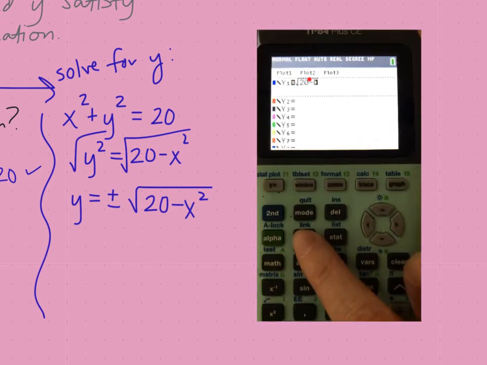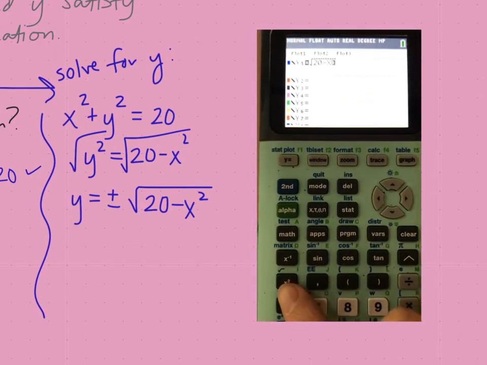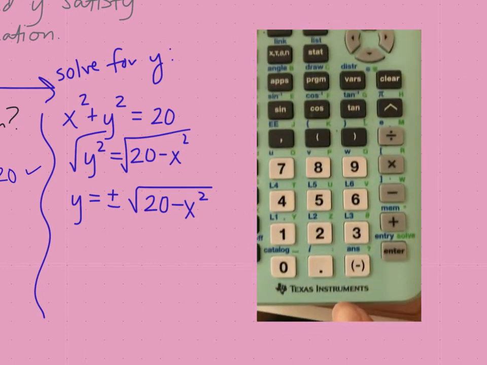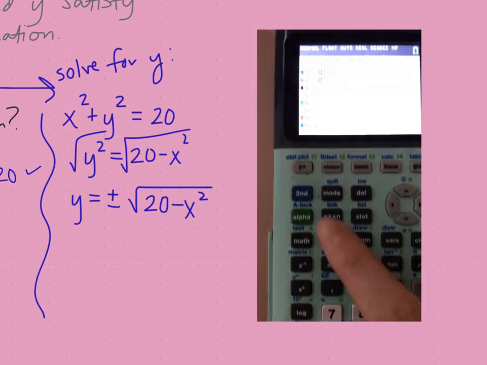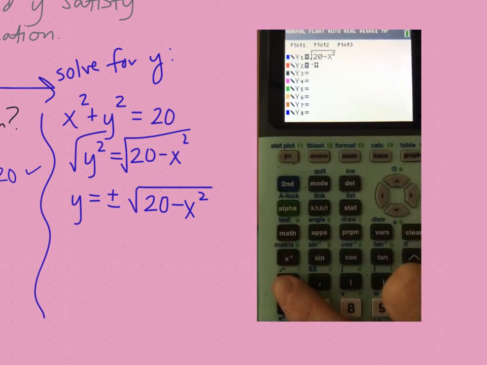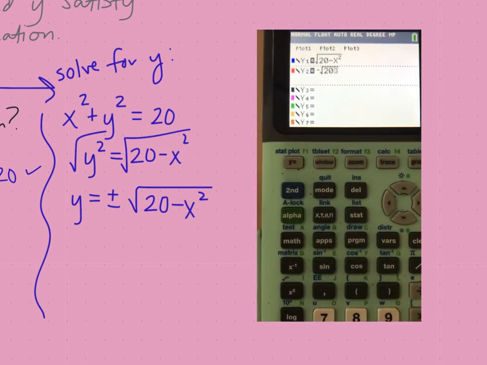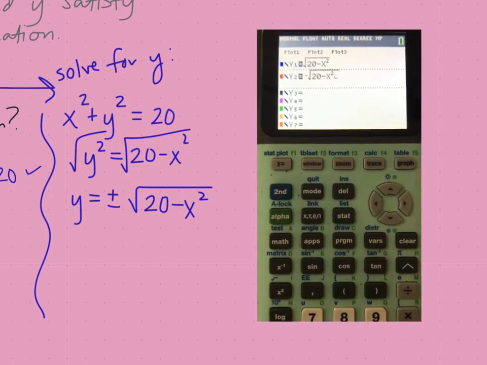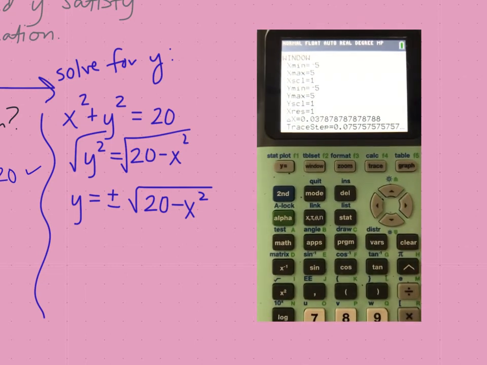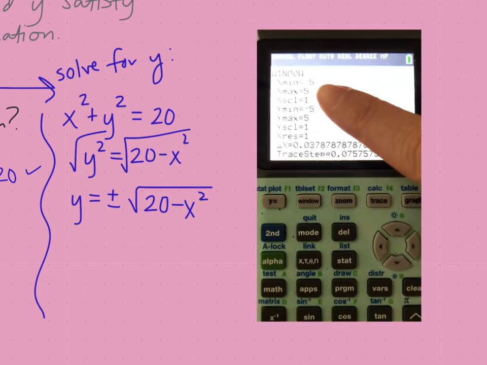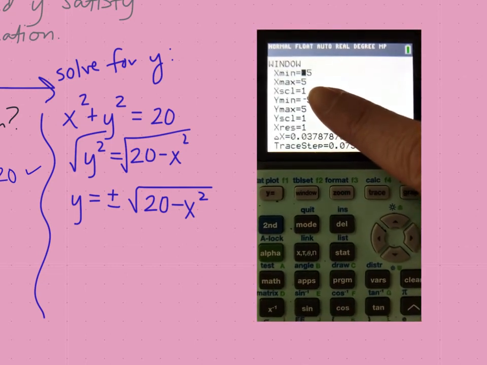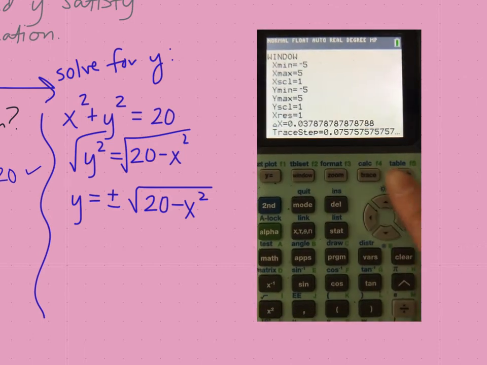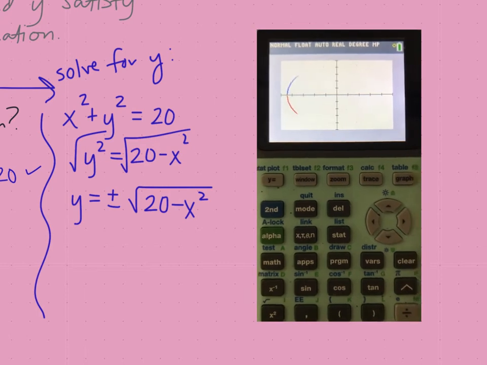So up in y sub 1, we'll do the square root key, second square root, 20 minus x squared, here's our x key. In y2, our negative symbol, same thing. Choose the square root, and then 20 minus, this is the key for x, x squared. Then we want to go to our window, and our window has min, max, and scale. Scale is how much each tick is worth. I picked -5 and 5 since I knew what it was going to look like.